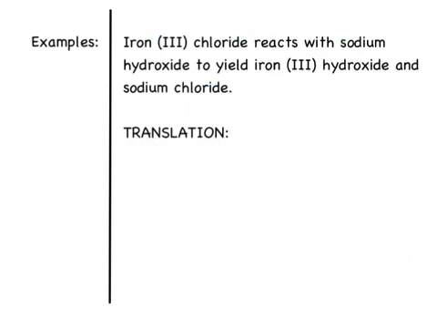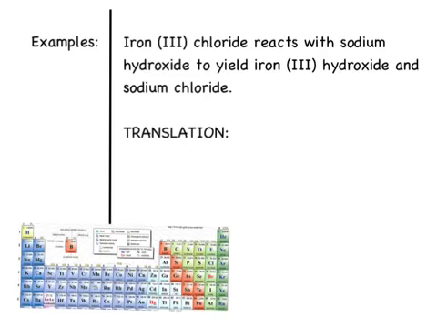In this example, we have words now that we have to translate into a chemical equation. So here, let's read it over first. Iron 3 chloride reacts with sodium hydroxide to yield iron 3 hydroxide and sodium chloride. So again, let's take it one word at a time and translate each symbol as we go. So iron is, let's pull up a periodic table. Iron, according to our periodic table, is Fe. Okay, and we know that the charge on iron is a positive 3.